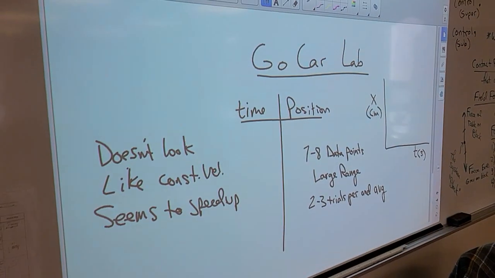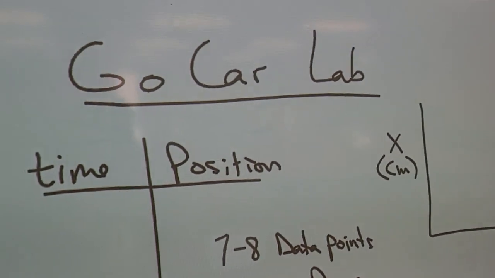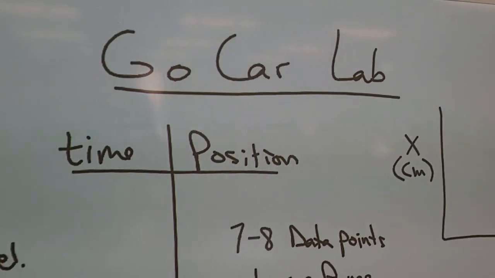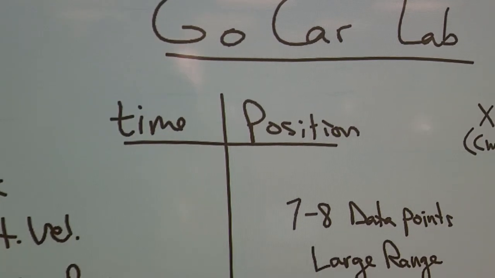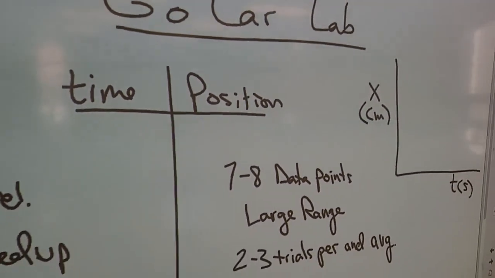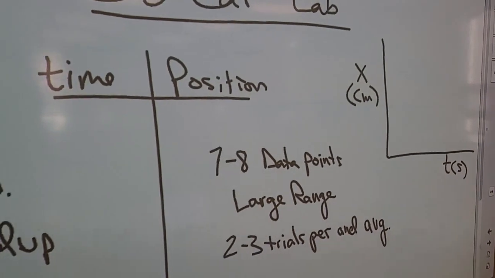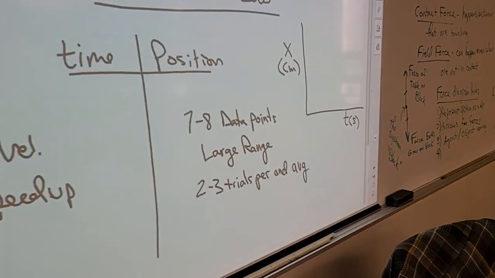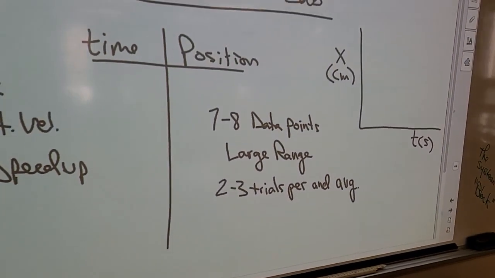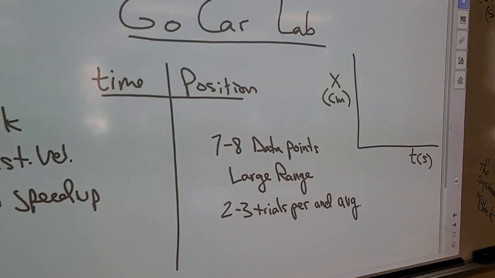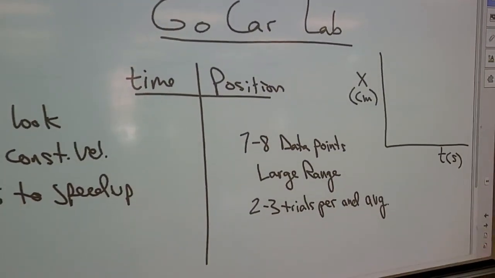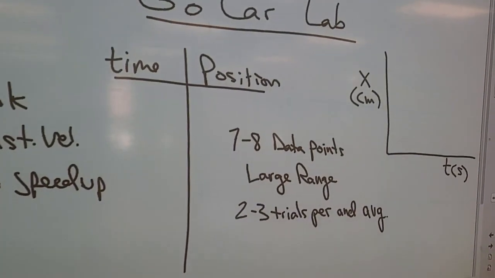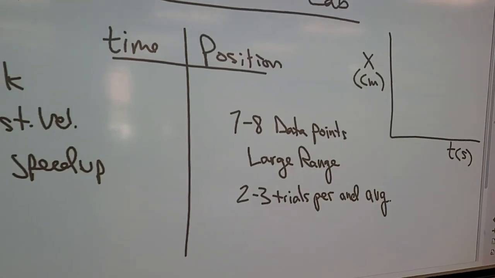So we're going to do a little experiment here, and it's called the Go Car Lab because it's not a tumble buggy, you see. For the Go Car Lab, we do have time and position as our variables still. We're still looking at where the Go Car is at a specific time. We separated into groups, and if you weren't here, then obviously you didn't collect the data. Like we have been doing, 7 to 8 data points will be our normal. Also remember a large range.